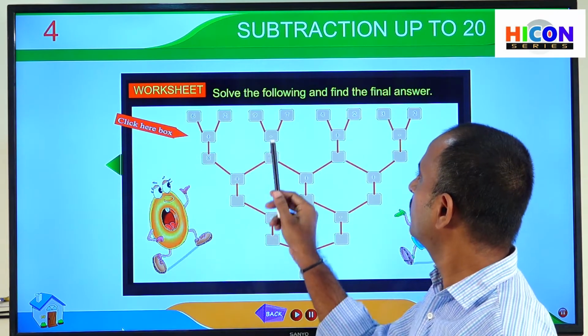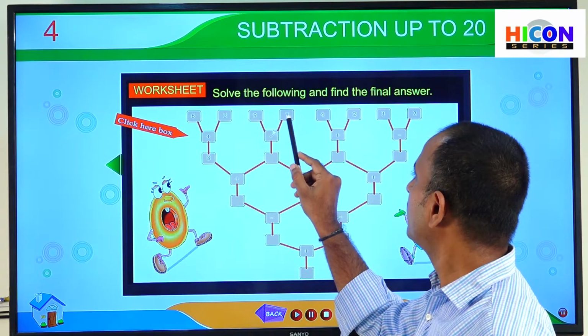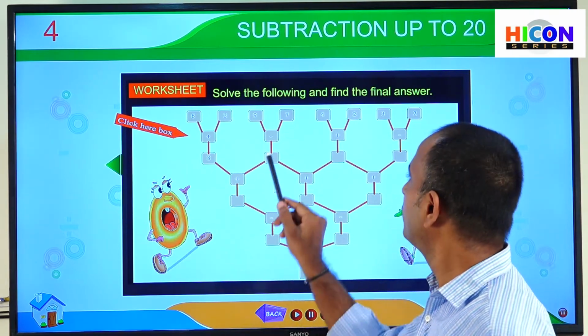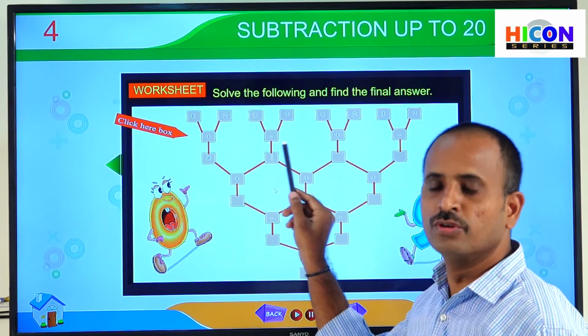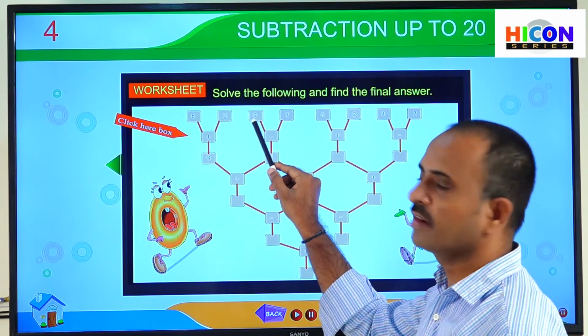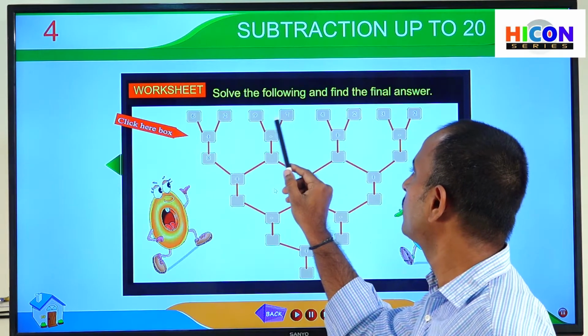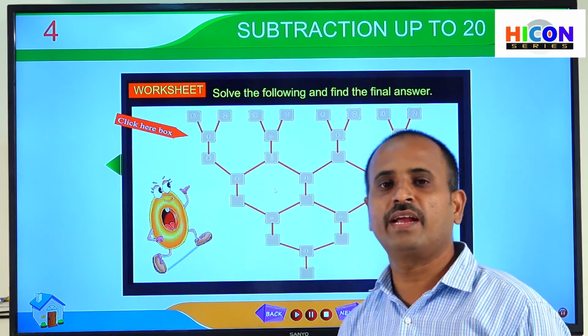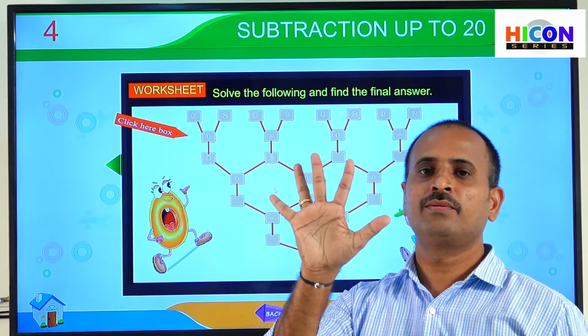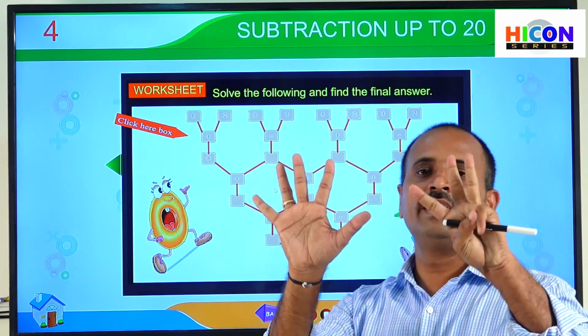See the next one. The first number is 9 and the second number is 7, and they have given a symbol minus. Symbol minus means we have to do subtraction. Subtraction means, what is the first number here? 9. What is the second number? 7. So open 9 fingers of your hand. 1, 2, 3, 4, 5, 6, 7, 8, 9.